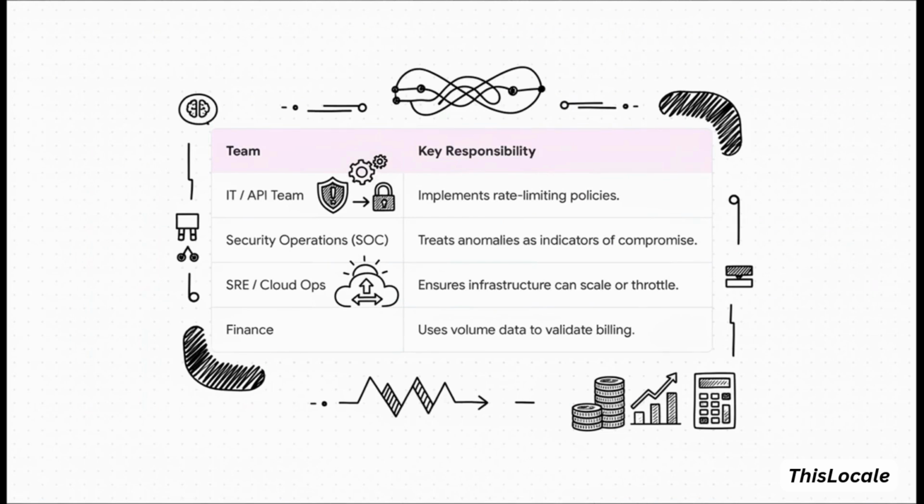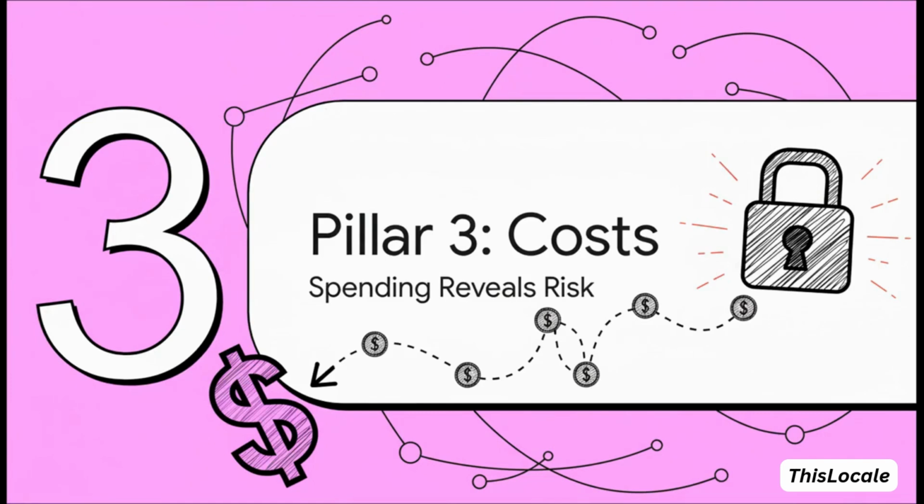Your SOC then treats these spikes as serious indicators of compromise. Your SRE and CloudOps teams use this data to make sure the infrastructure can scale or throttle as needed. And yeah, even finance gets involved, using all this volume data to double-check the bill from your AI provider. All right, that brings us to our third and final pillar, monitoring costs.